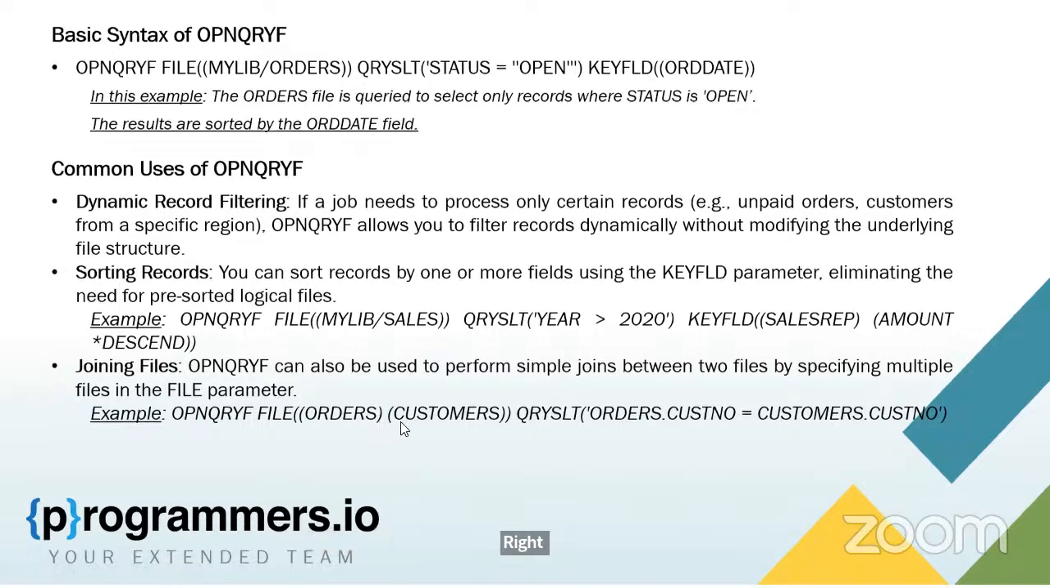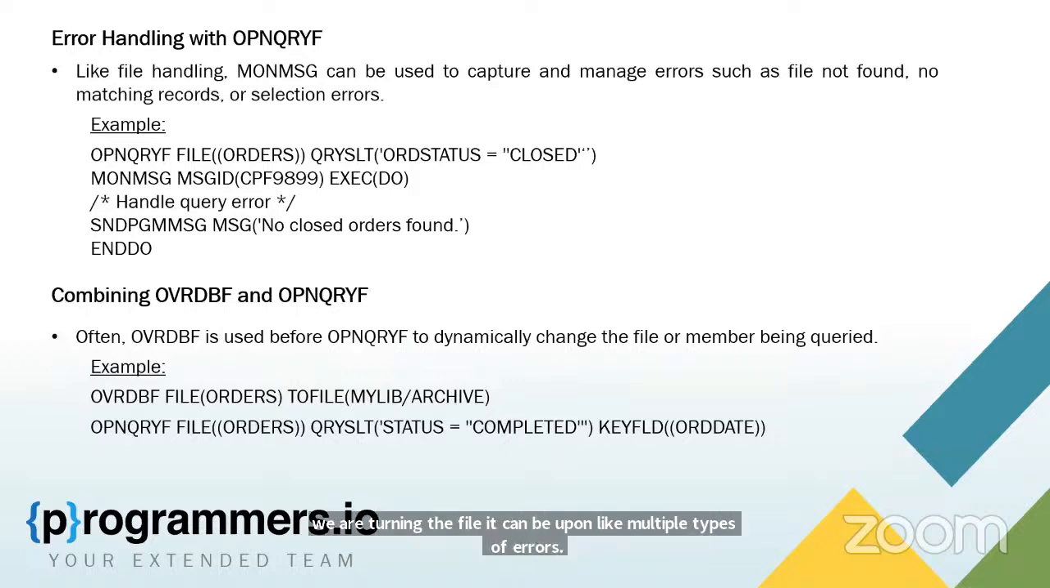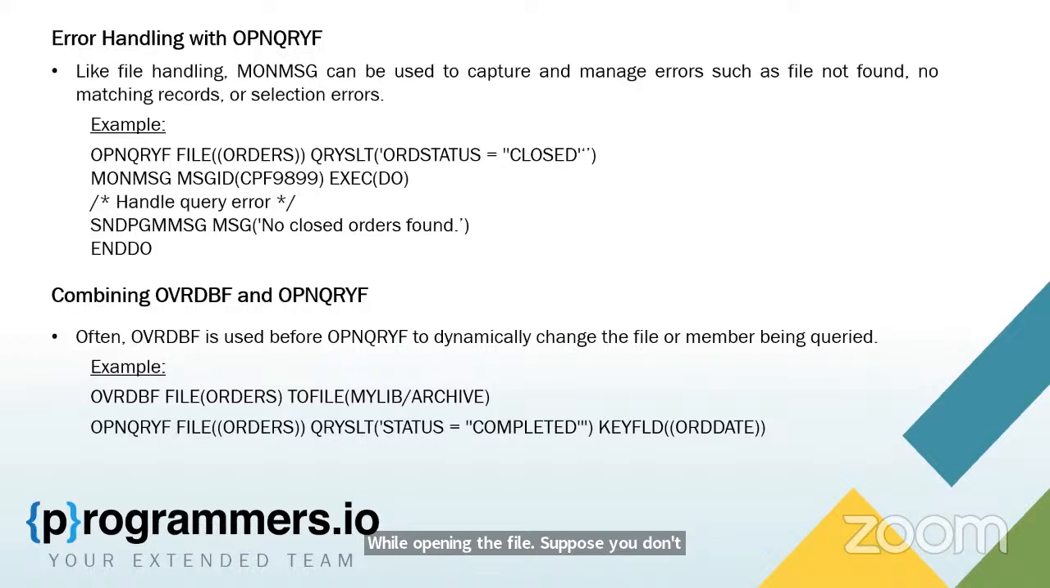When we are opening the file, it can happen that we have multiple types of errors while opening the file. Suppose we don't have the records, or we don't have some column that we are using in the query selection. All these errors we can capture using the monitor message as well. So here is an example for the same. We will see the combination of OVRDBF and open query as well.